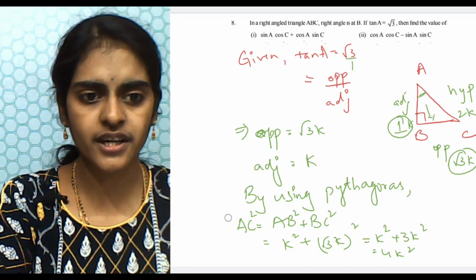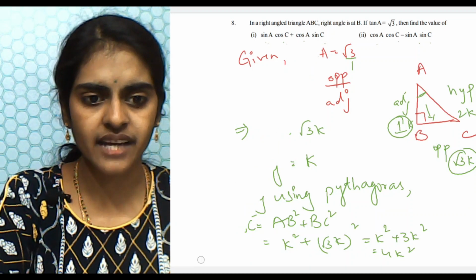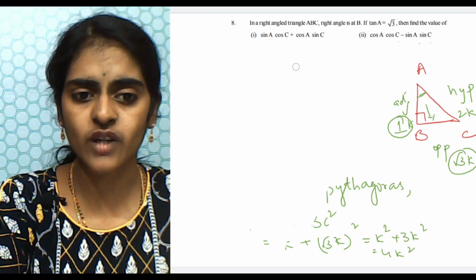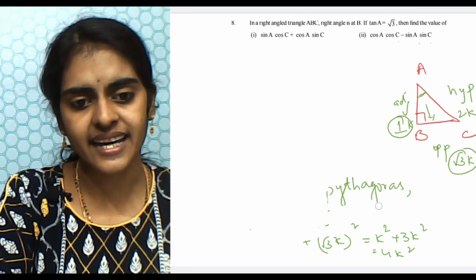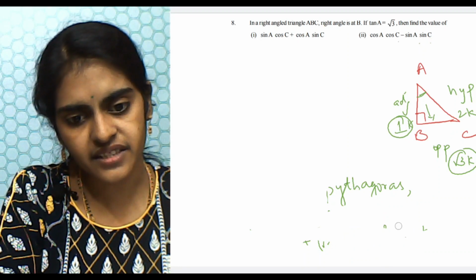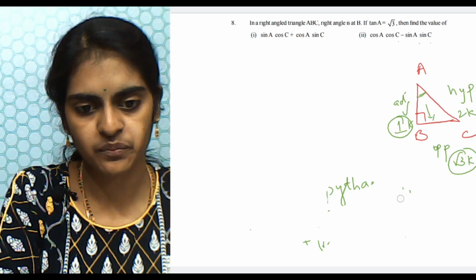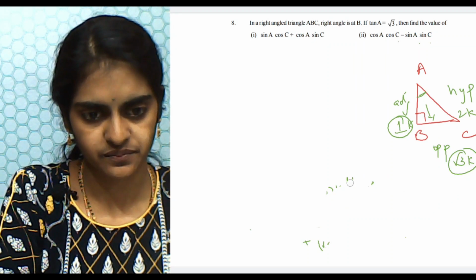So you want the cos A value. With reference to which angle will you take it? Sin A and cos A you will take with reference to angle A. Then cos C and sin C you will take with reference to angle C. Got it? So let us write it now.